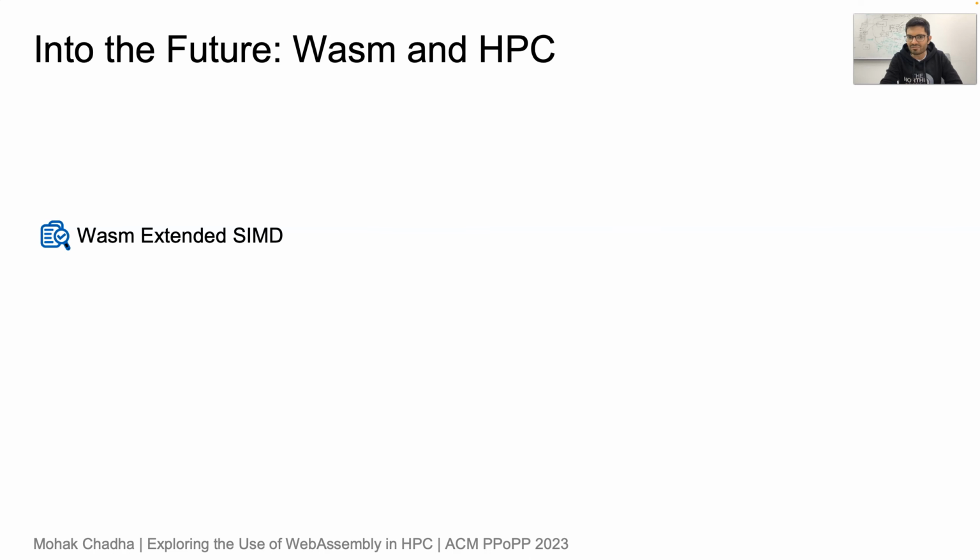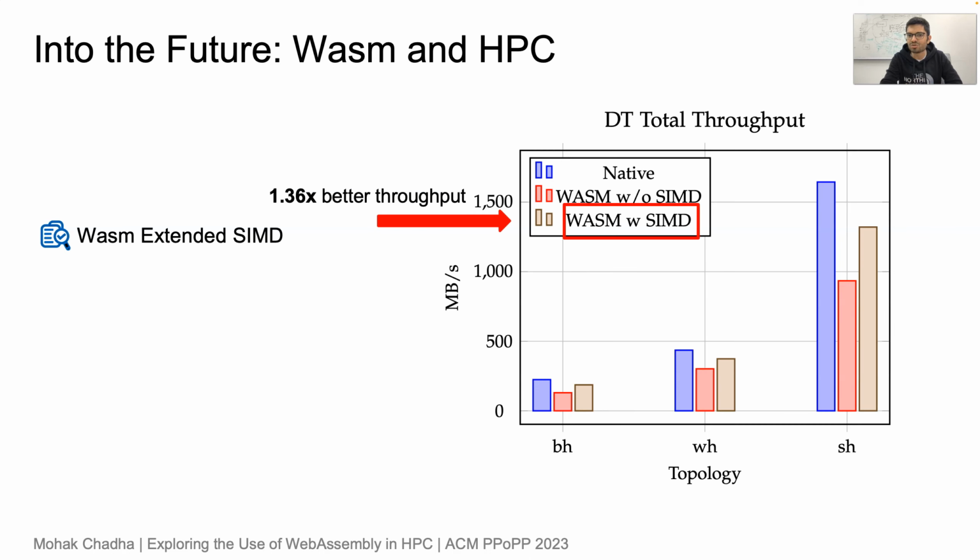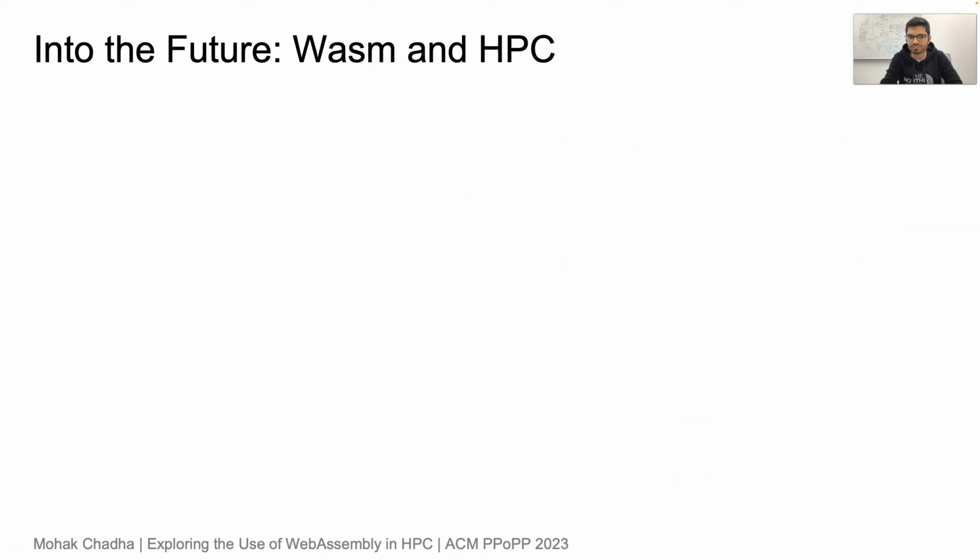To demonstrate this effect, consider the execution of the DT benchmark, which benefits greatly from vectorization. For this, we observed 1.36x better throughput for WebAssembly with SIMD as compared to Wasm without SIMD. The WebAssembly threads proposal lays the foundation for WebAssembly modules to define shared memories. Implementing APIs such as OpenMP in an embedder can enable the execution of multi-threaded WebAssembly modules.